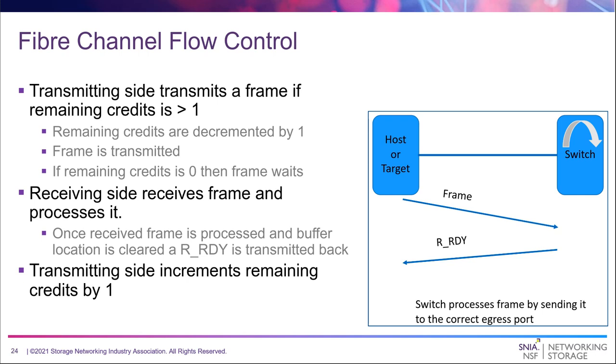So the buffer-to-buffer credit mechanism is a very controlled mechanism, such that the frames are only really transmitted to the other side of the link when it's known that the other side of the link has buffer locations to hold it, and because of that, there are no frames dropped in that transmission.